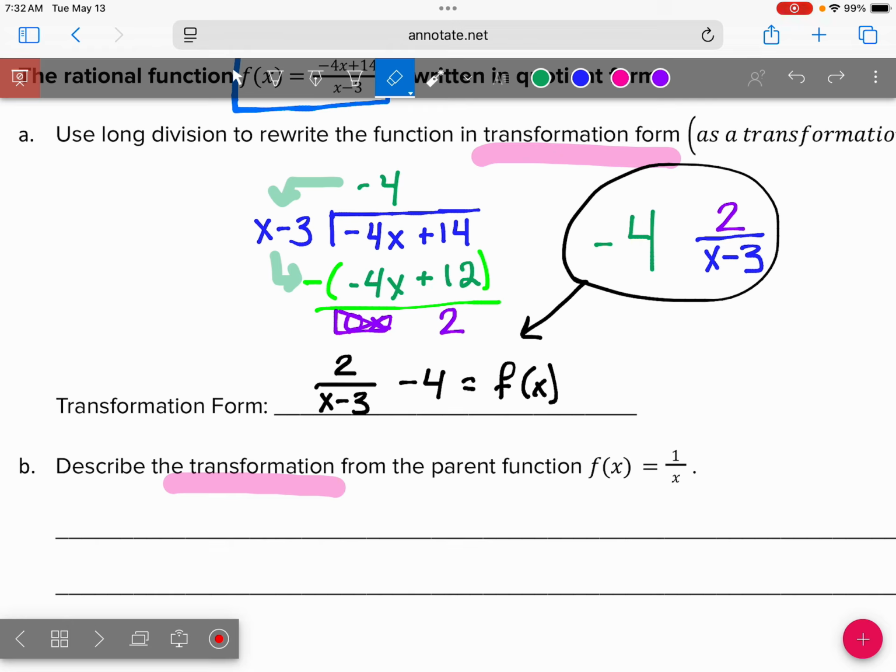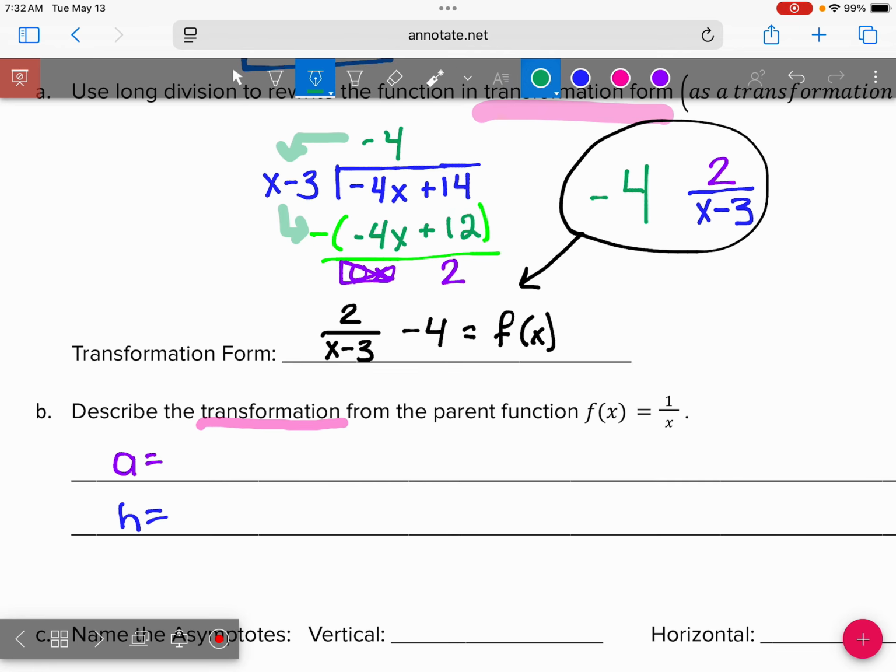So then let's look at part B, because that's really the one we were wanting to look at. If we want to describe the transformations here, we're going to get our transformations from our A, H, and K. So we want to know what our A is. We want to know what our H is. And we want to know what our K is. So what do we see? What is going to be A or H or K?